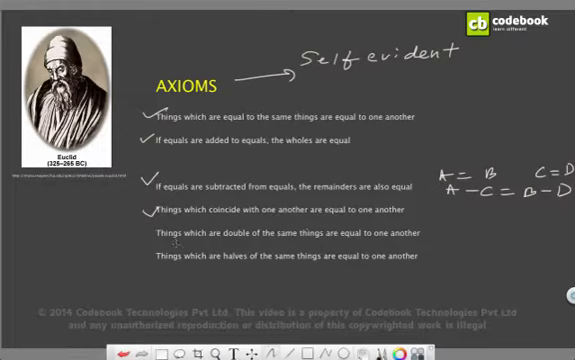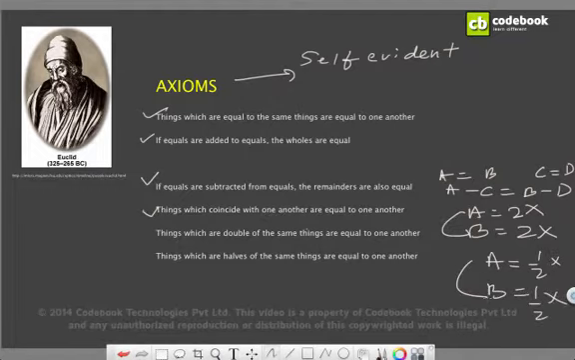The next one is things which are double of the same thing are equal to one another. So if you have two things and they're equal to the double of the same things, then these two things must be equal. The final one is like things which are half of the same things are equal to one another. So if A and B are equal to half x and half x, then A and B must be equal. So these are all the axioms that were given by Euclid.